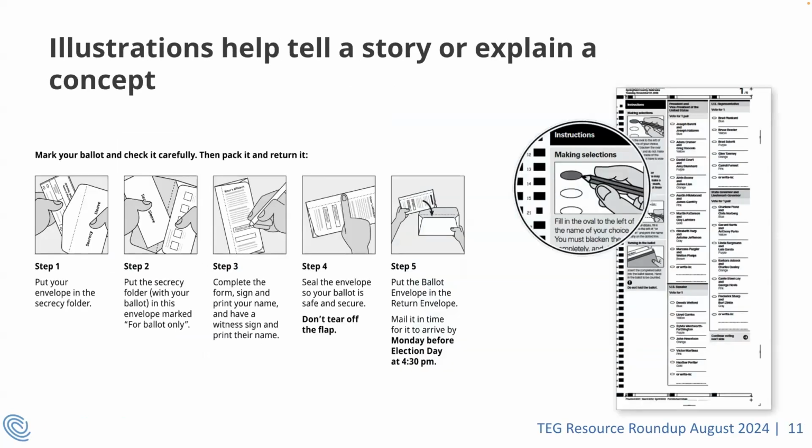Illustrations help tell a story or explain a concept. The illustration on the left shows the steps for packing and returning a vote by mail or absentee ballot. When there is no poll worker present, this can be super helpful for new voters. This illustration on the right demonstrates how to properly fill in a ballot to ensure your vote is counted.